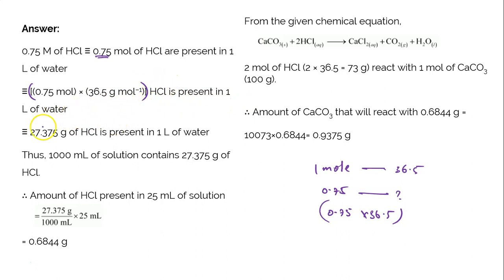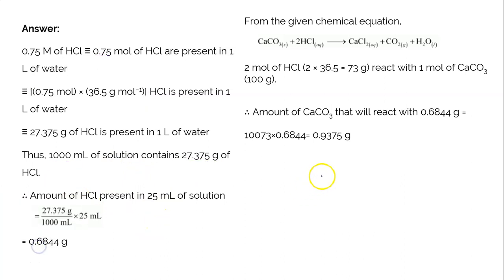On simplification, it will be 27.375 grams of HCl in 1 liter of water, which in turn means in 1 liter, which is 1000 ml of water, you're having 27.375 grams of HCl, right? So now you calculate the amount of HCl present in 25 ml. If you have 27.375 grams of HCl in 1000 ml of water, now you're having only 25 ml of water as per the given question.